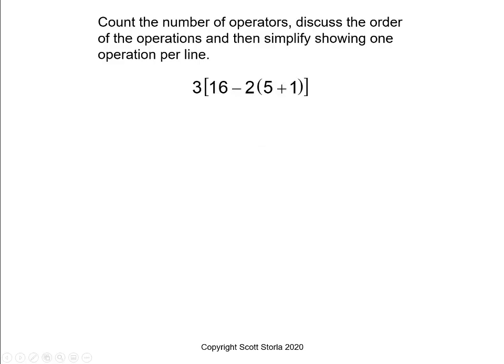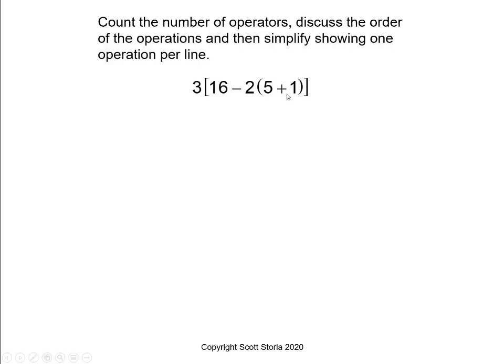Try this one. Again, we have nested grouping. We have parentheses inside of brackets. If we count the operators, we have a multiplication here, and a subtraction, and a multiplication right here, and an addition. So we have 1, 2, 3, 4 operators.